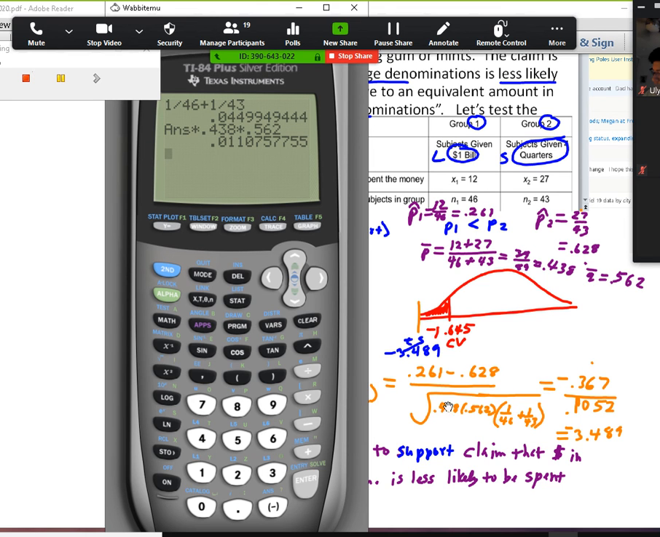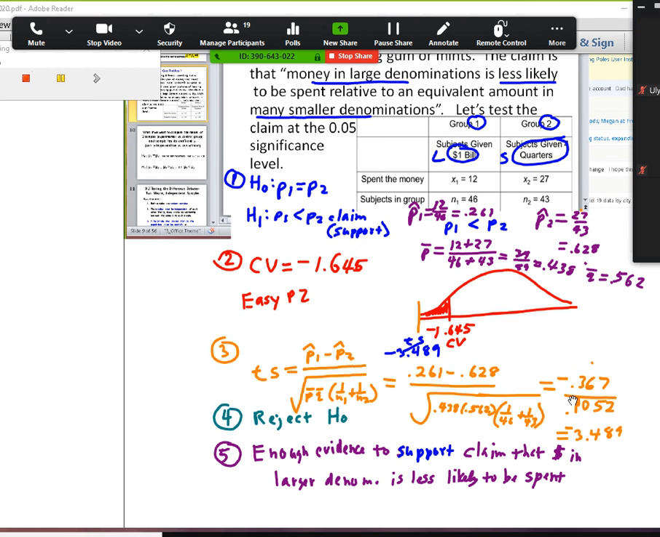So now I need to square root this. The easiest way to square root that is raise it to the 1/2 power, the 0.5 power, and I get 0.1052. That's my denominator. Okay, and then we divide those, and I get negative 3.489. So I'm going to throw that in here. My test stat is negative 3.489.